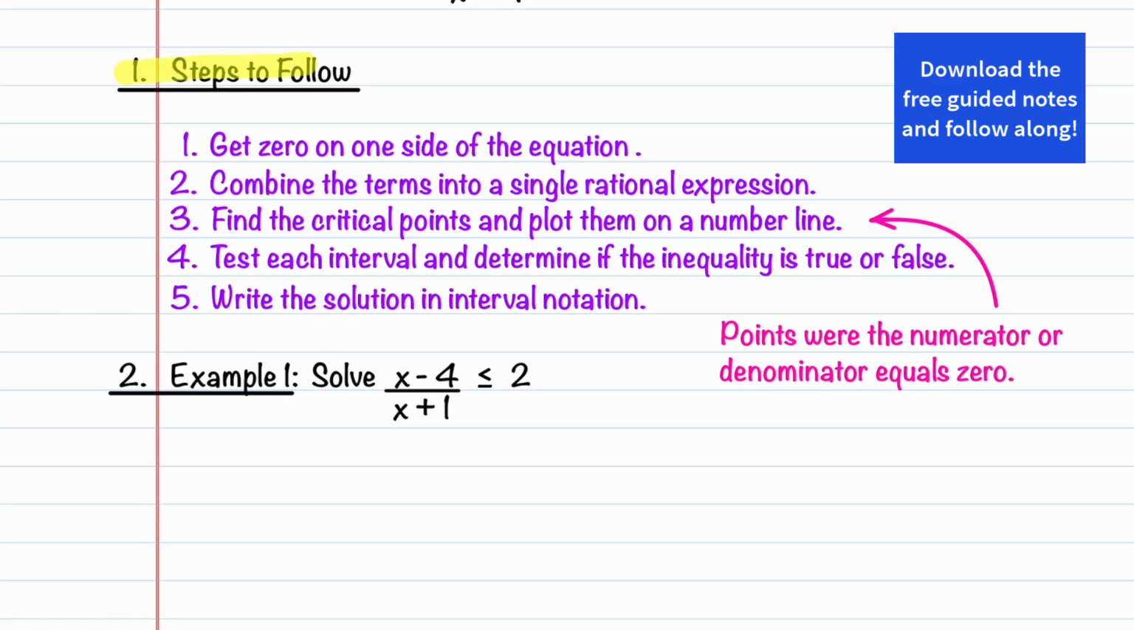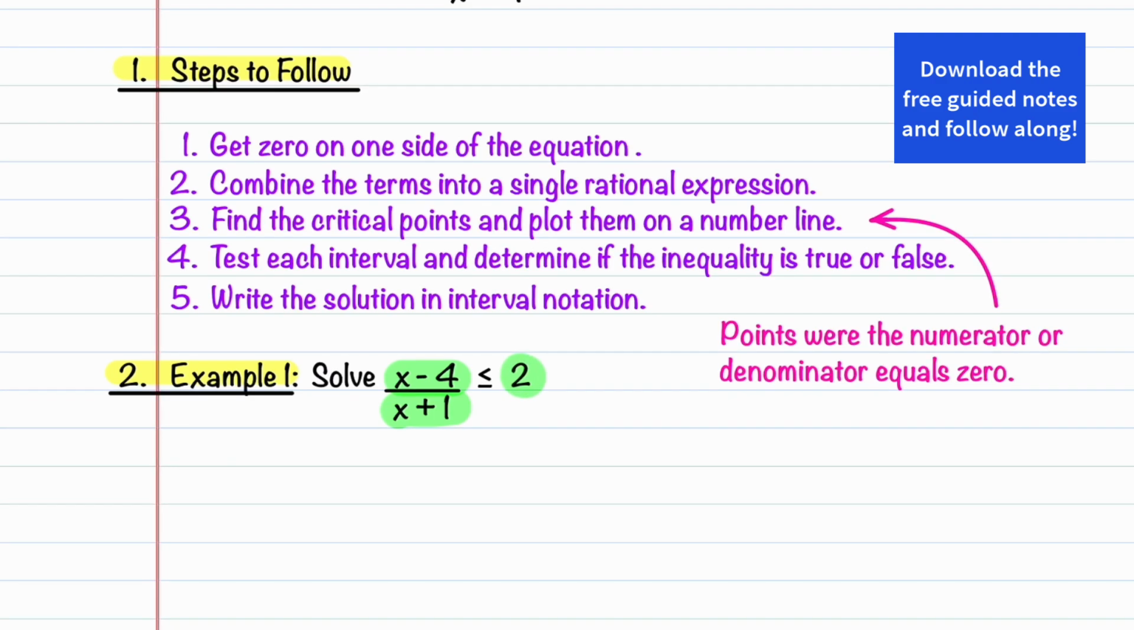I've outlined 5 steps that we can follow to solve any rational inequality. I'm going to go through these 5 steps one by one as we work through our first example. In our first example, we are going to be solving (x - 4)/(x + 1) is less than or equal to 2.